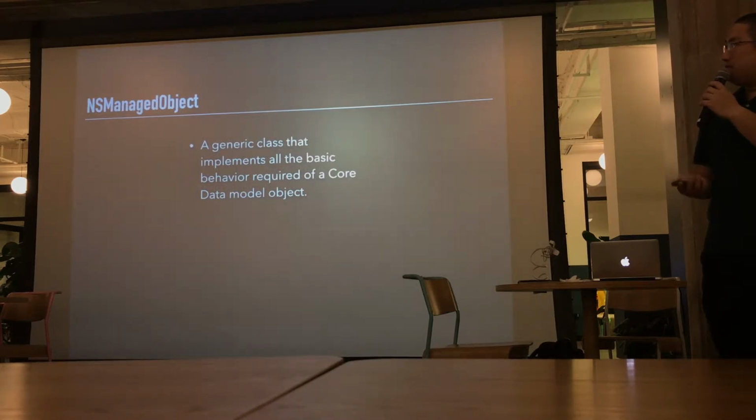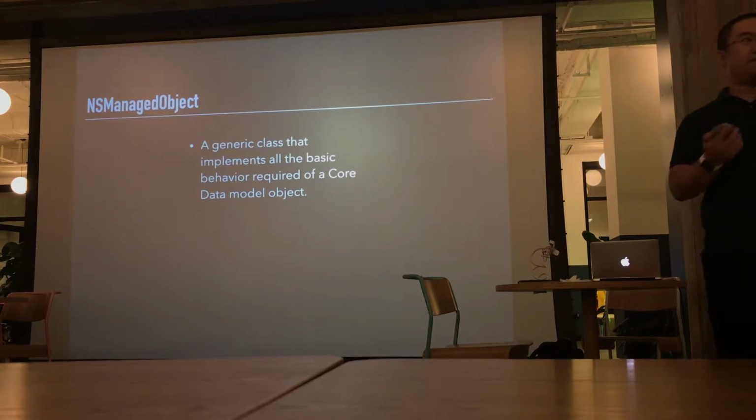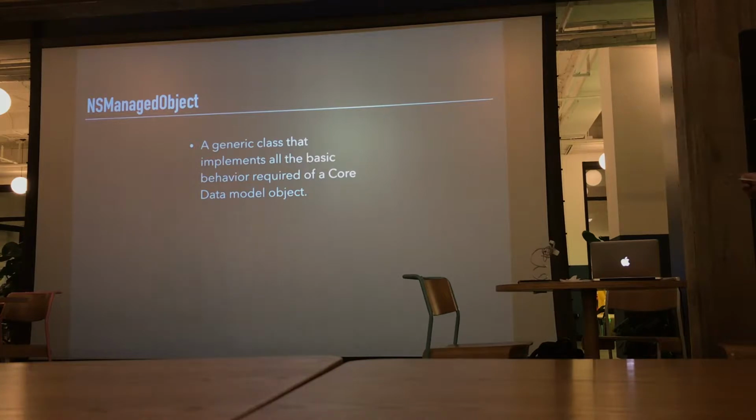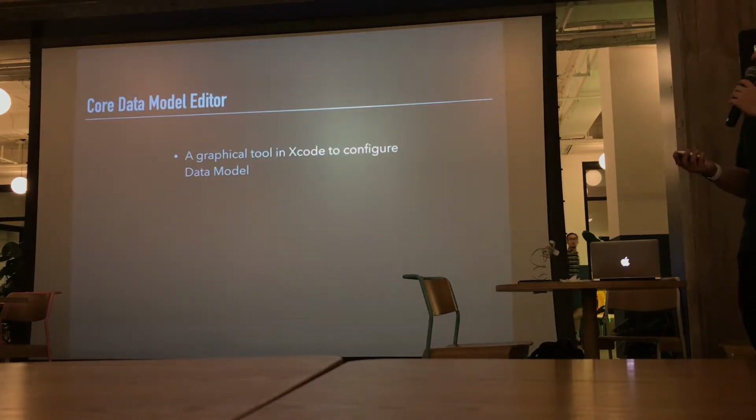And also the NSManagedObject. This is a generic class that implements all the basic behavior required by a Core Data model. It is almost like your NSObject in the iOS frameworks, but for Core Data, basically a subclass of NSManagedObject. But in the latest implementation of Core Data, you don't even have to create or subclass the managed object. You just create those entities in the Core Data model editor, which is a graphic tool in Xcode for you to configure the Core Data model, and it will be automatically generated for you.